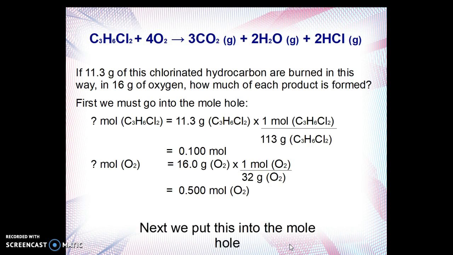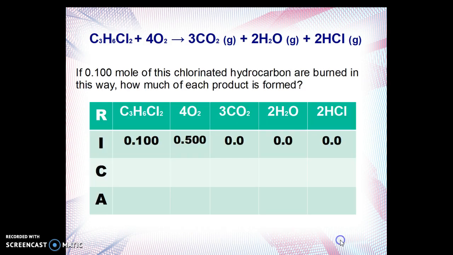Next, we put these numbers into the mole hole, and of course we're going to have there a RICA table. So there's your question, there's your balanced equation, and you can see we have duplicated the balanced equation with the coefficients in the R line. We start off with 0.1 moles of the chlorinated hydrocarbon, 0.5 of the oxygen, and no product has been formed.